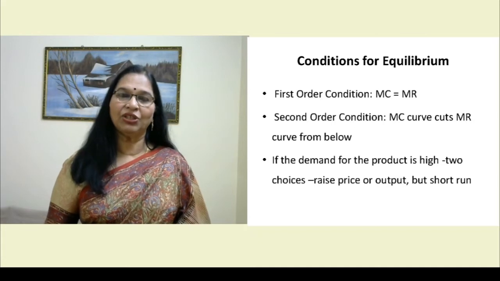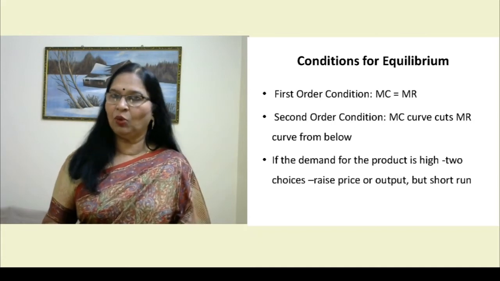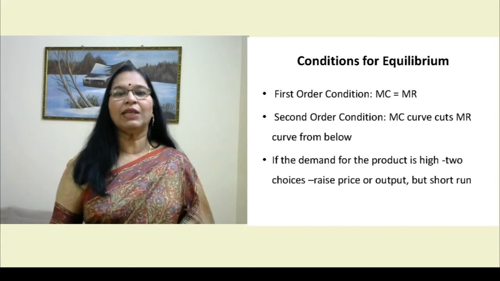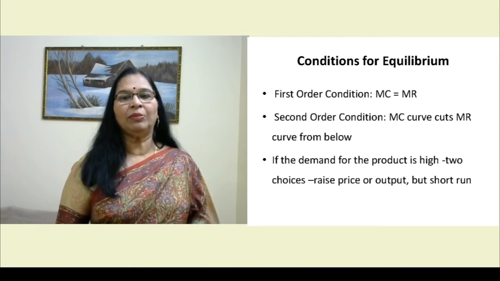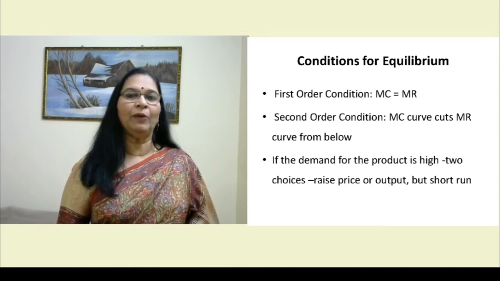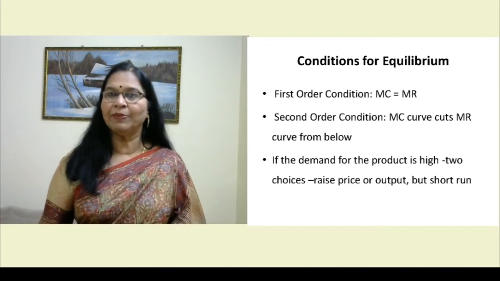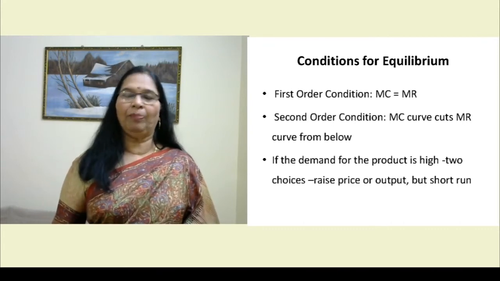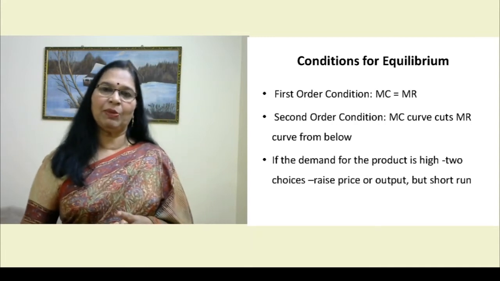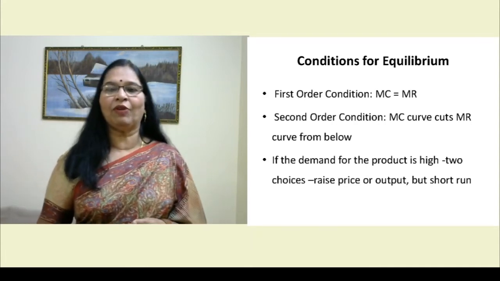Now, the first condition is MC must be equal to MR. We have used the same condition in the determination of equilibrium under perfect market as well. The second order condition was that MC must cut MR from below. So two conditions: MC must be equal to MR and MC must cut MR from below.